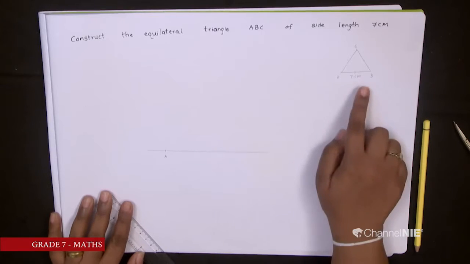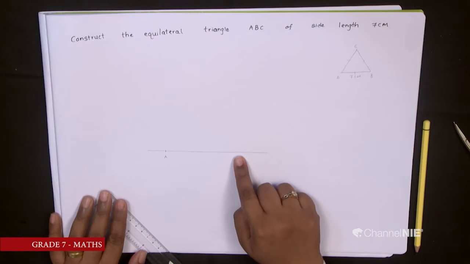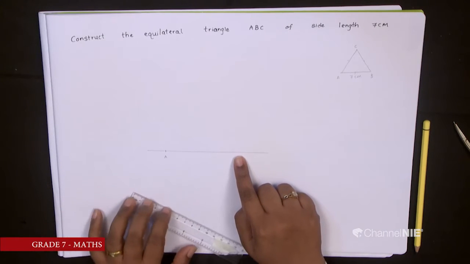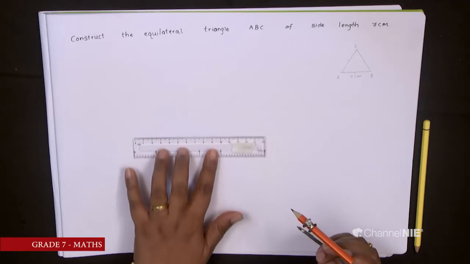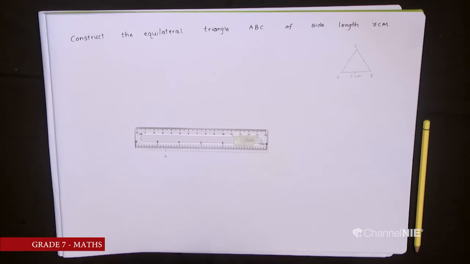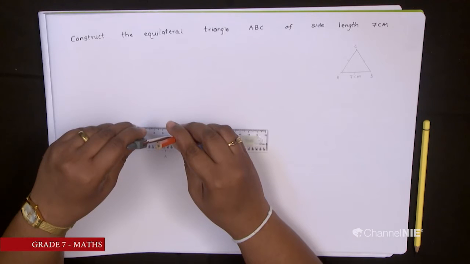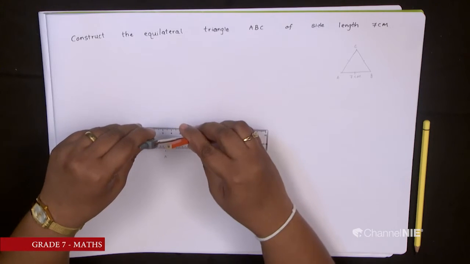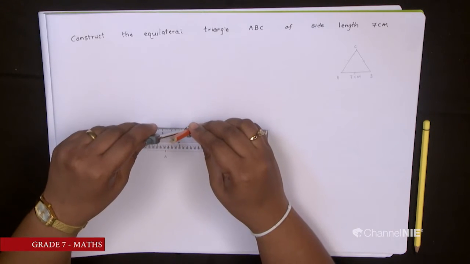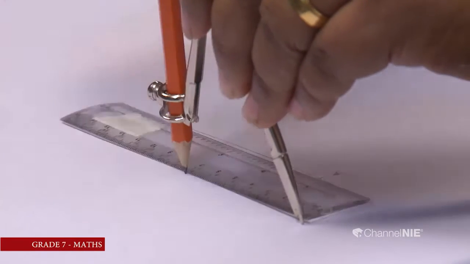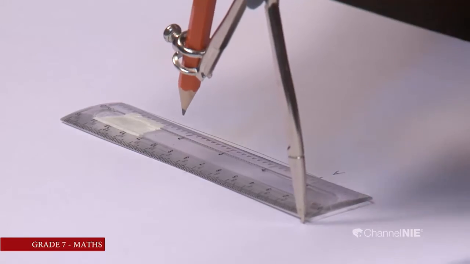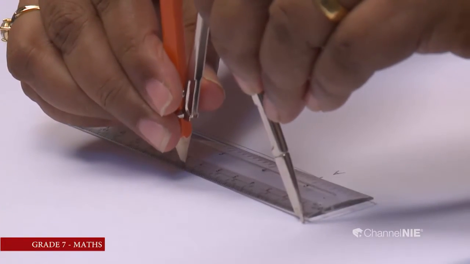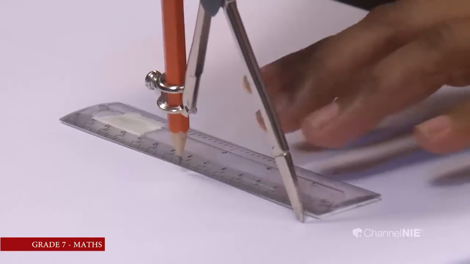Right. Now, I know B is 7 centimeters from A. Therefore, I am going to take 7 centimeters on my pair of compasses. Once again, I am going to place the tip of my pair of compasses on 0 and the tip of the pencil on 7.